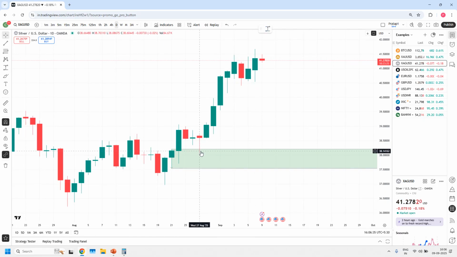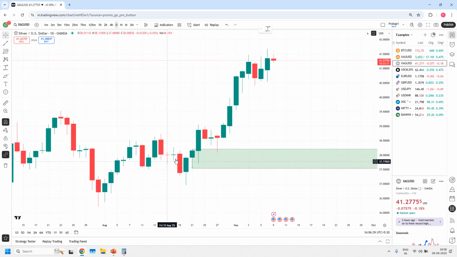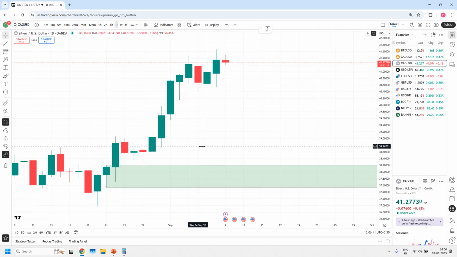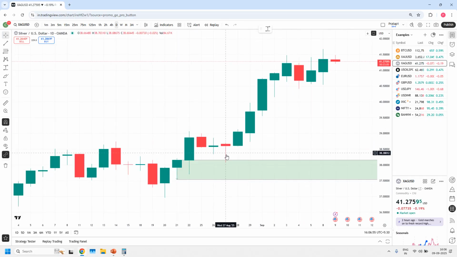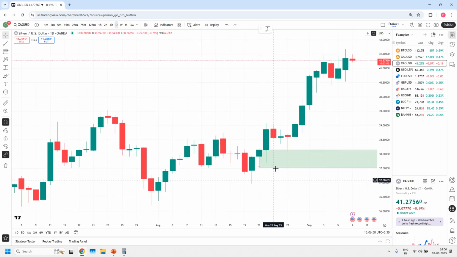See, it gave an entry and after that silver also started flying. So this is a type 1 proximal. Okay, ideal scenario, type 2. Let me draw type 2. This is a type 2. Type 1 is the highest wick of the base candles and type 2 is the highest body of the base candle. See the body. Even with type 2 proximal, it got the trade. So whether type 1 or type 2, we would have got the trade.